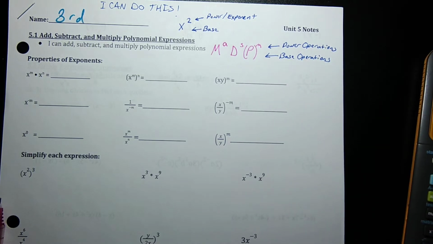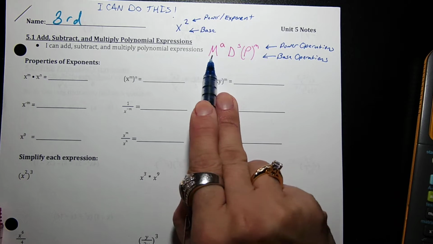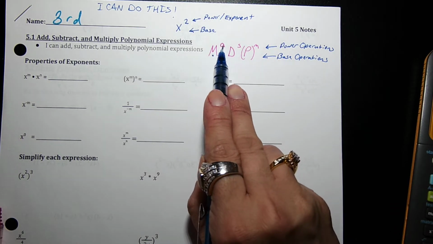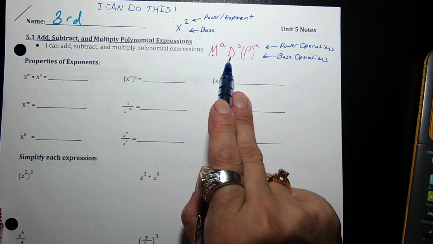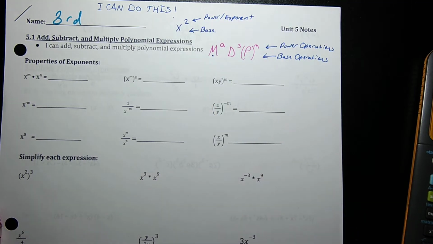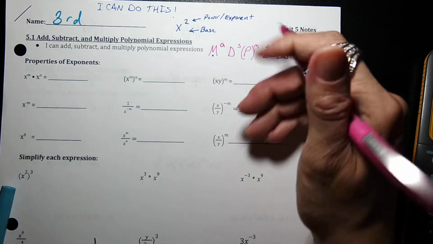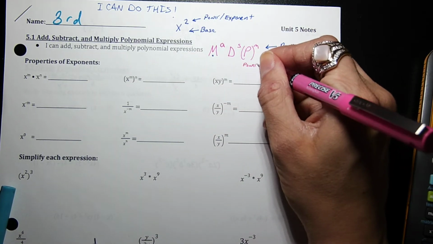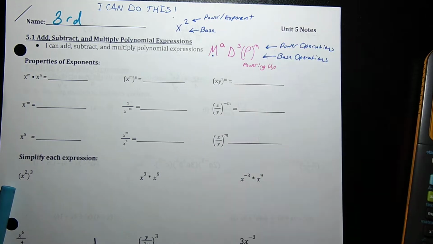So as we start working through these problems, MADSPAM is going to help us figure out what to do with the powers based on the operation between the bases. If we are multiplying the bases, we add the exponents. If I'm dividing the bases, we subtract the exponents. Now the P stands for powering up. But you'll notice that I put parentheses around it because that's going to be an indication of that base operation as well. MADSPAM.